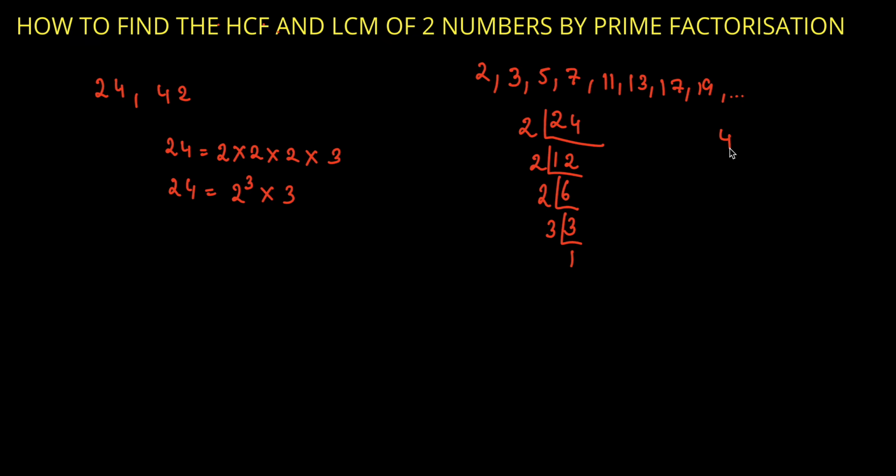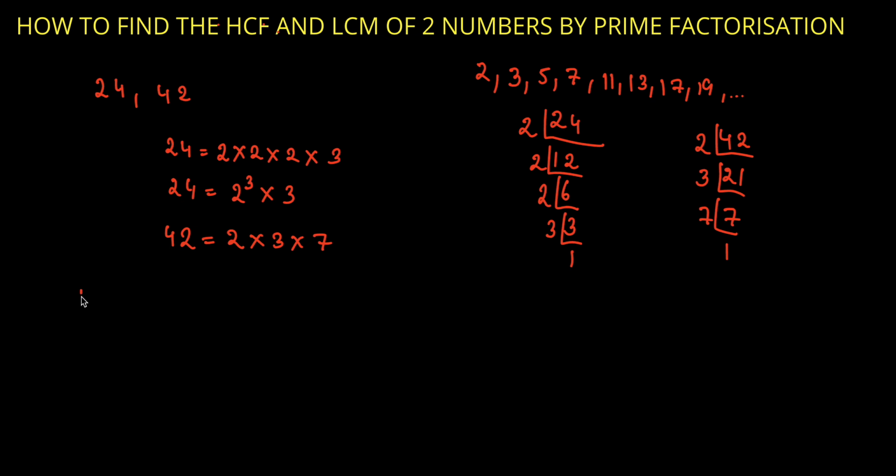Same way, the number 42 can be prime factorized. 2 goes 21 times. Now 21 is not an even number, so 2 cannot be a factor. We can try the number 3. We get it as 7 times. 7 is a prime number itself, so it goes with 7. And so we get 42 as 2 into 3 into 7. Okay, this is half the problem done. We finished our prime factorization.